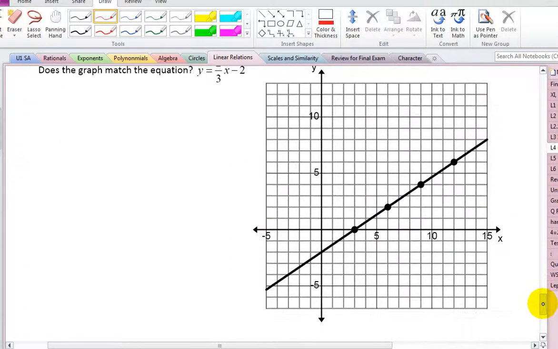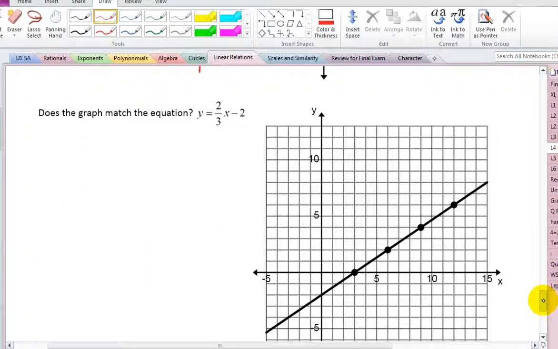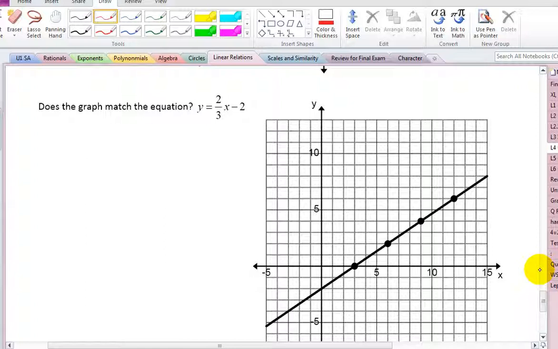Last one. Does the graph match the equation? Now you don't have to check all 4. I recommend you check this point and even this point. Any of them. Just check 2 points, please.